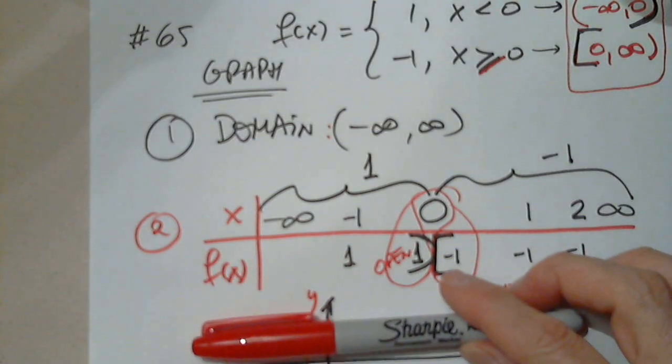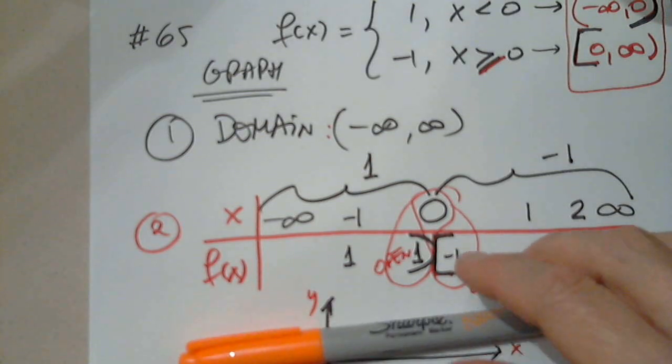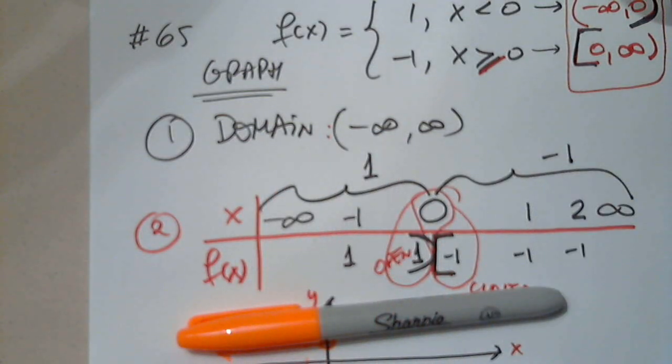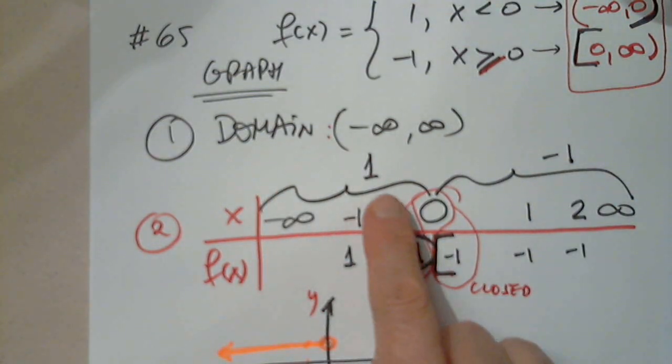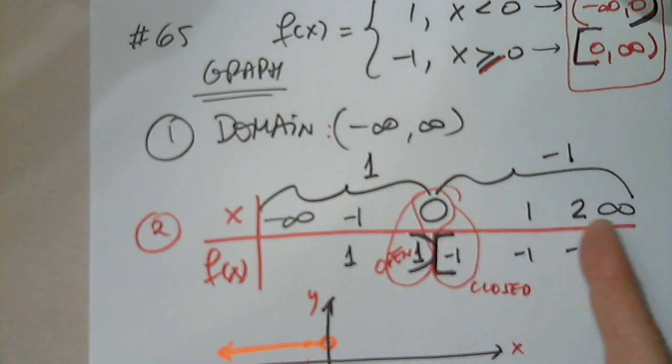So if you extend this line and you extend this line, by the vertical line test, this is not a function. So notice that 1 is only between negative infinity and 0, and negative 1 is only between 0 and infinity.